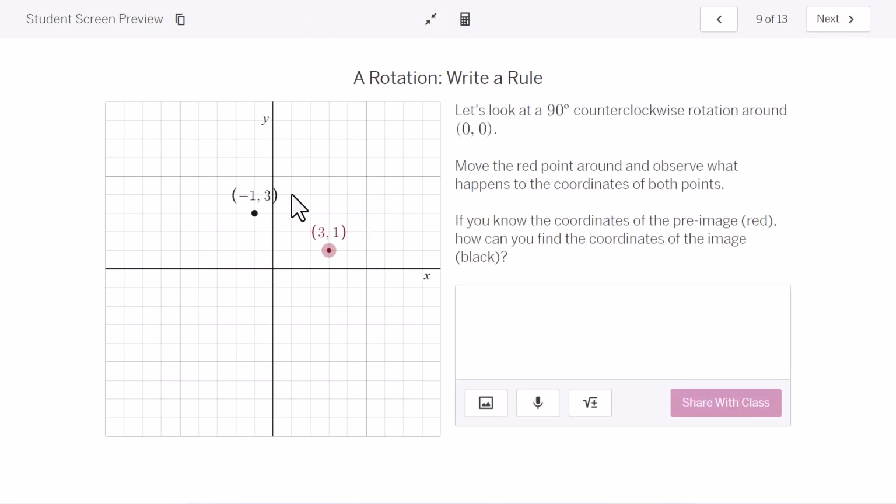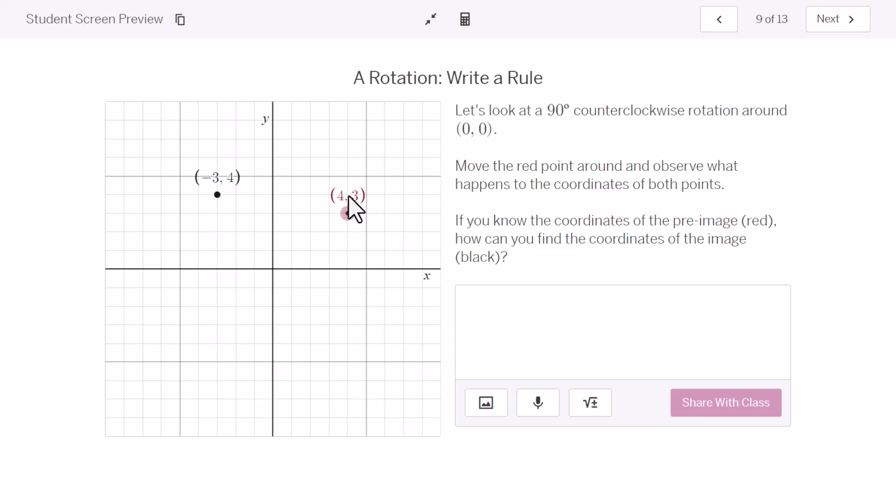Let's look at our last kind of transformation. We'll look at a rotation and write a rule. We're going to look at a 90-degree counterclockwise rotation around 0, 0. So imagine that 0, 0, the origin, is like the center of a clock, and this point sits on one of the hands. To move it counterclockwise, I would be moving it in this direction, which would be opposite the direction that the hands of a clock would move. So we're going to move the red point around and observe what happens to the coordinates of both points.